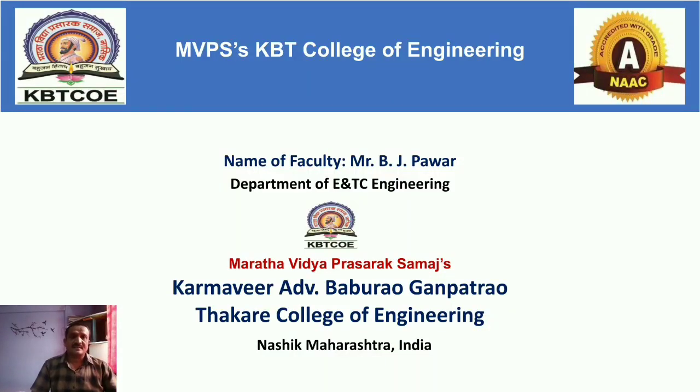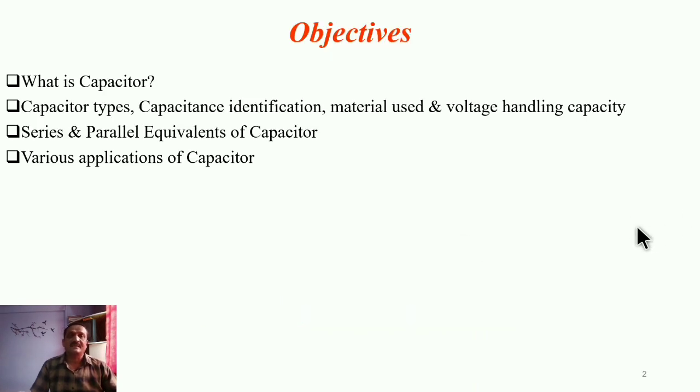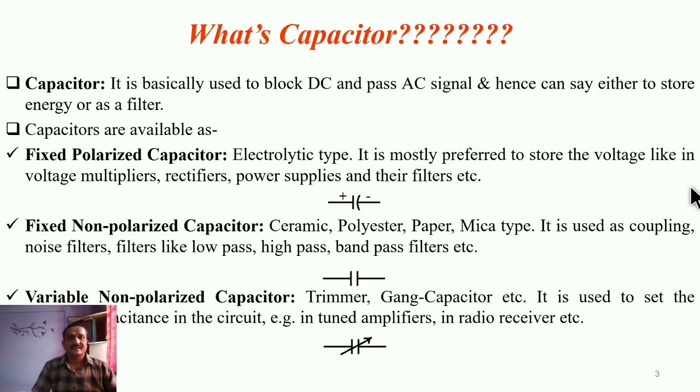Dear students, now we will discuss the next topic, that is the capacitor. The objective of this topic is again to understand what a capacitor is, capacitor types, capacitance identification, then material use and voltage handling capacity, series and parallel equivalents of capacitors, and various applications of capacitors, same as our previous topic, that is the resistor.